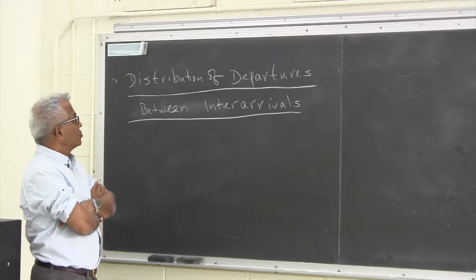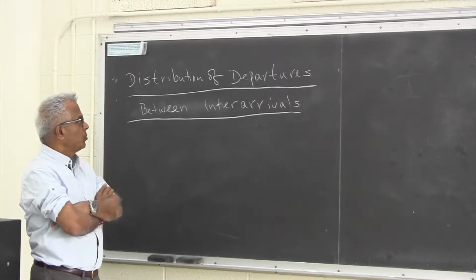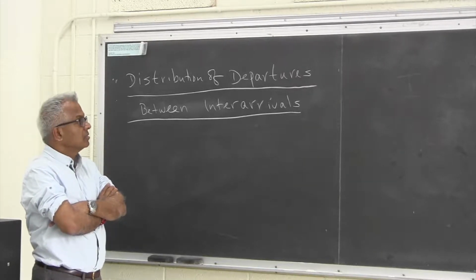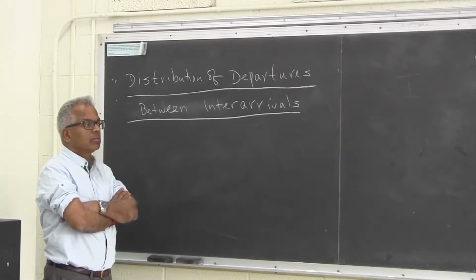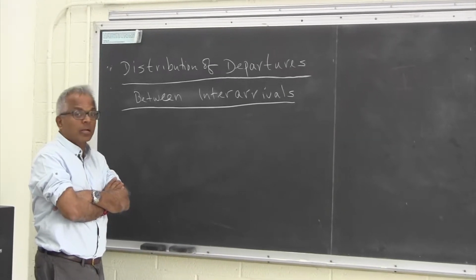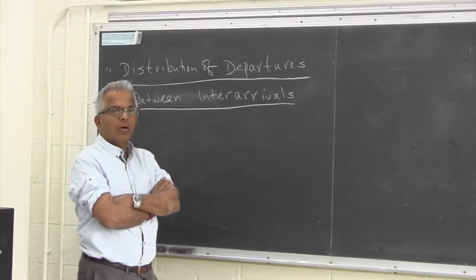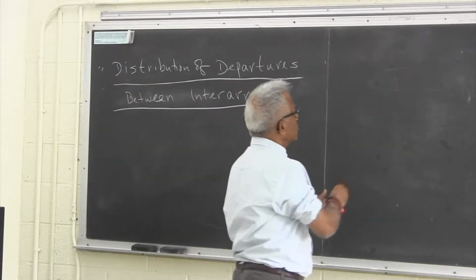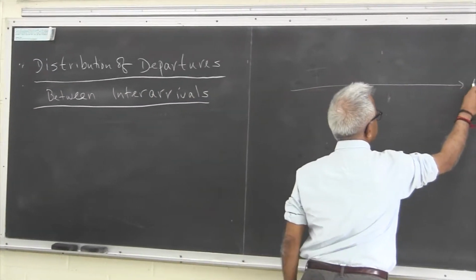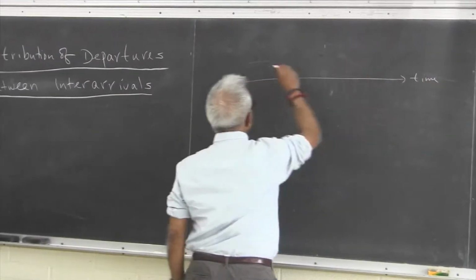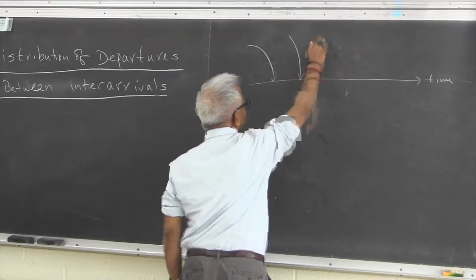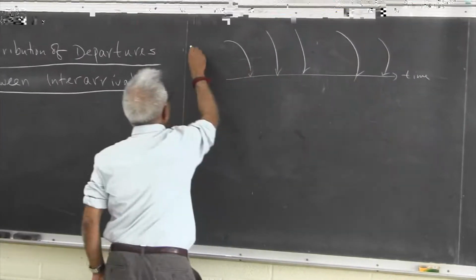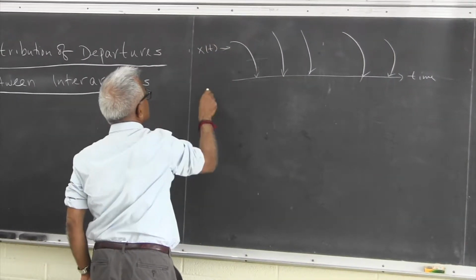So let's look at the distribution of departures between inter-arrivals. And obviously there are two phenomena going on. You have arrivals and departures. Both I'm going to model as Poisson processes. So in other words, here you have time, and things are coming and things are going. So you have two processes.